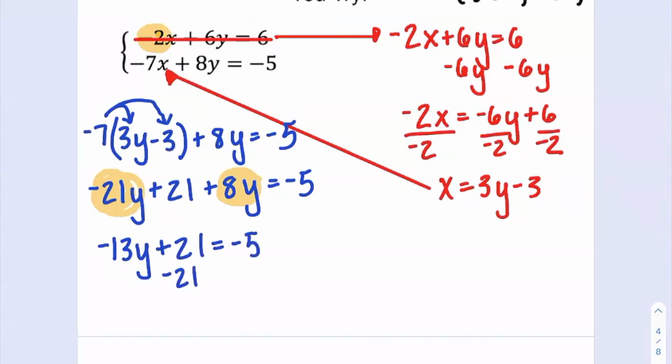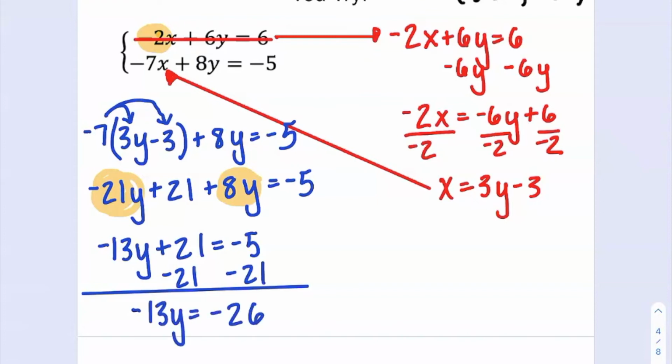I minus 21 from both sides. And a -13y is equal to a -26. -5 minus 21. Finally, divide by -13. A -26 divided by -13, our y is equal to 2. So that's one part of my solution.